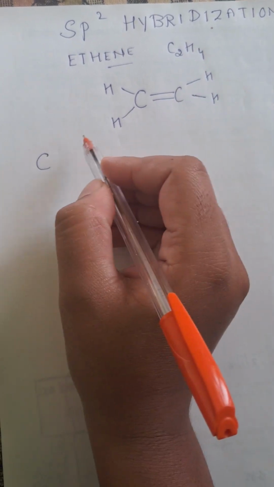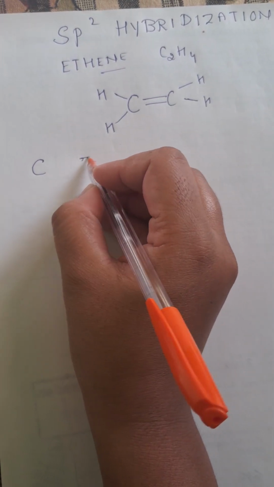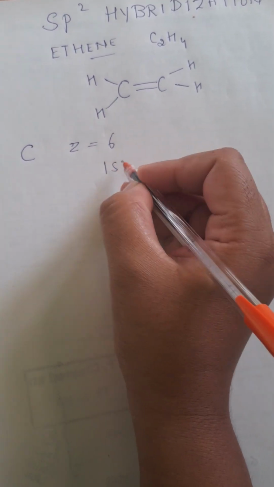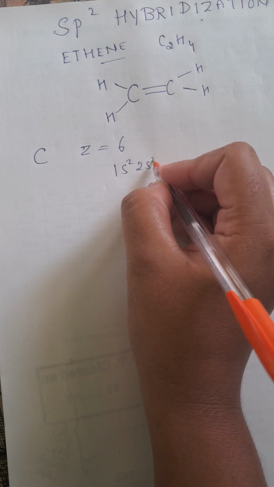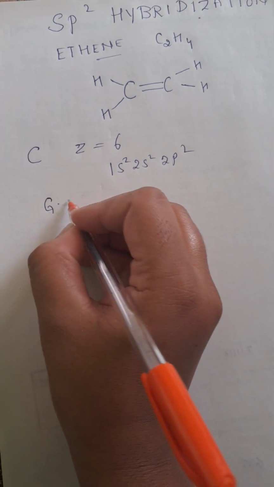Taking carbon, we have two carbons, and each undergoes this hybridization. The carbon atomic number is 6, so the configuration of carbon is 1s2, 2s2 and 2p2. This is the general electronic configuration of carbon. Now let's see it in the ground state.